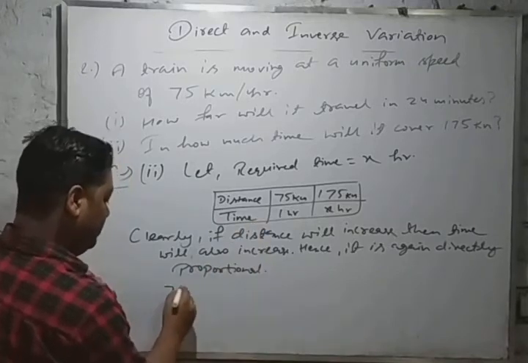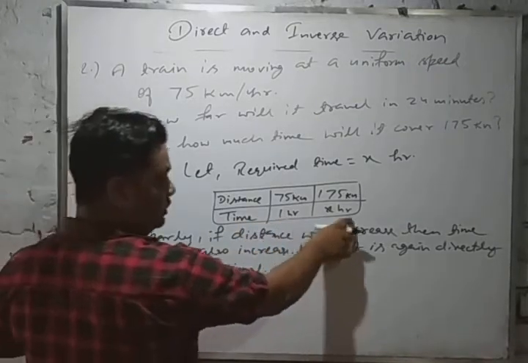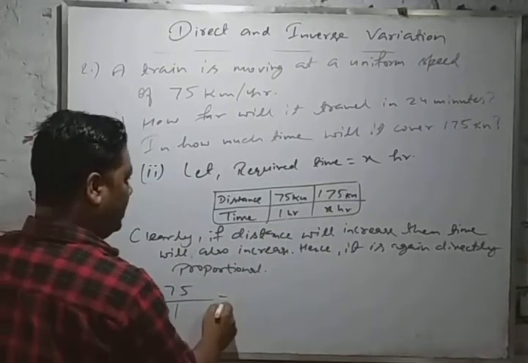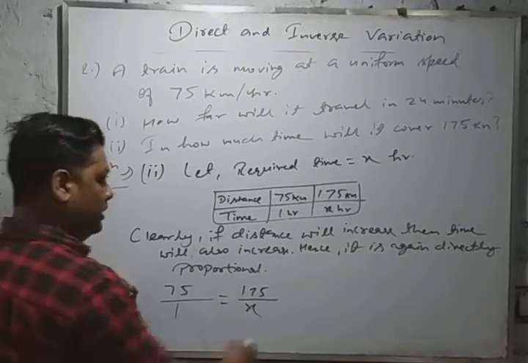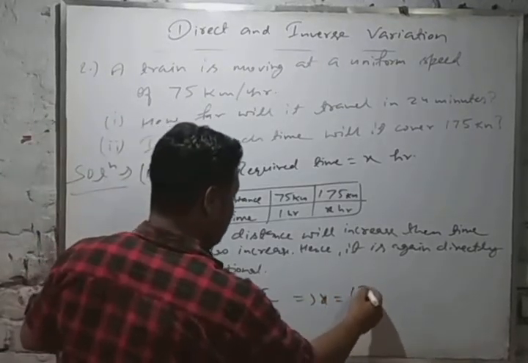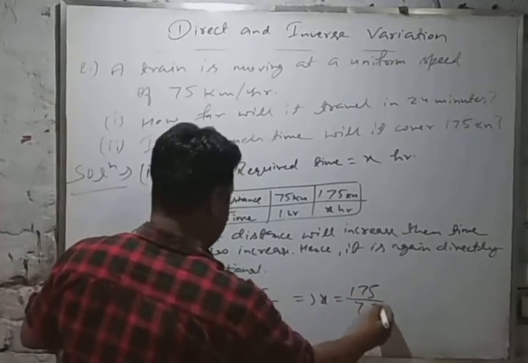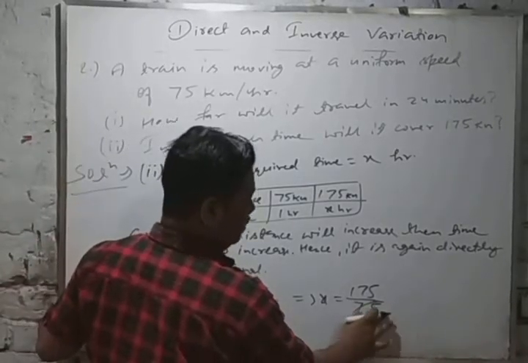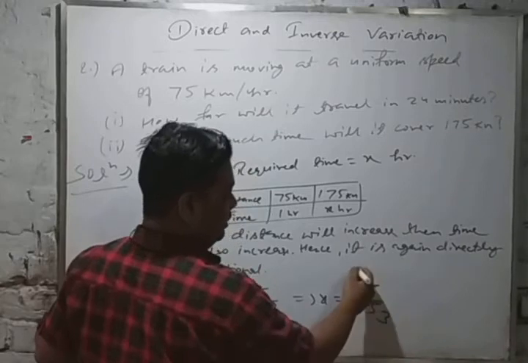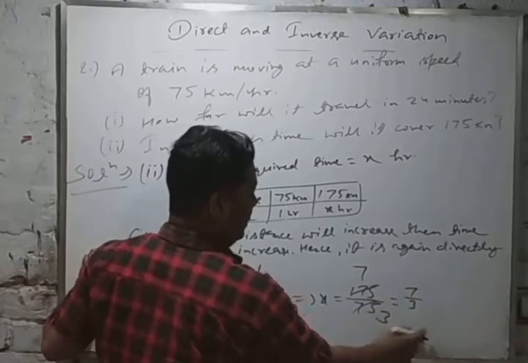Then it will be 75, not both in hours, so you cannot change. 75 by 1 is equal to 175 by x. Then x is equal to 175 by 75. Dividing by 25, 3 and 7. It means 7 by 3 hour.